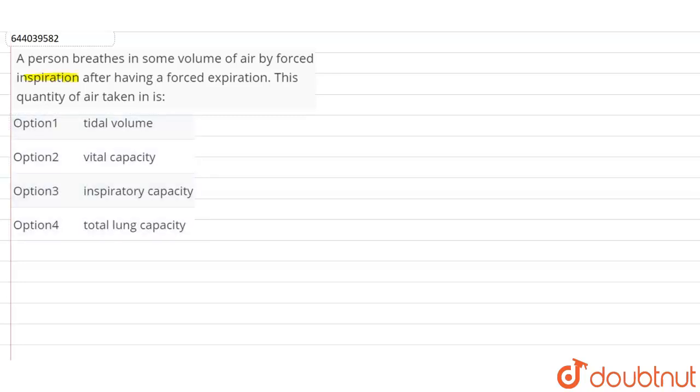In this question they are saying, a person breathes in some volume of air by forced inspiration after a forced expiration. Now we have to select the correct option regarding this volume of air.